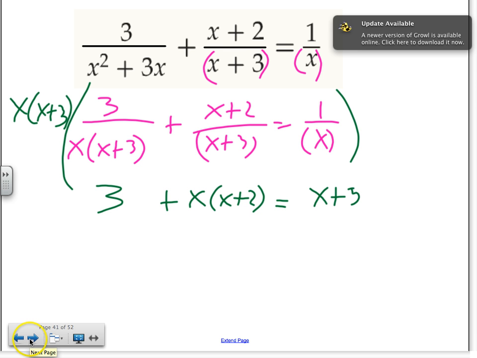But there it is. You start with a very complex problem, get the LCD, cancel out the fractions, and that's what we got. So what do we do here? Distribute it, okay. So we got 3 plus x squared plus what? 2x equals x plus 3, right? Okay.